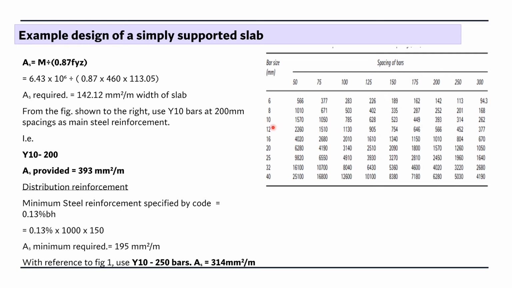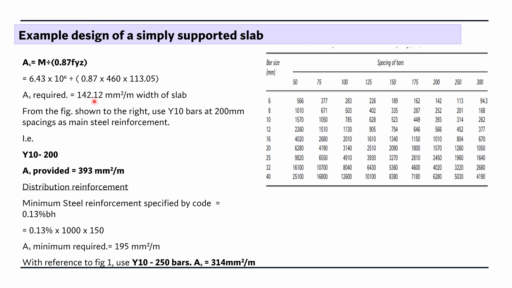So let's take Y10 at 200 centers, which is 393 millimeters squared per meter. So Y10 at 200, As provided will now be 393 millimeters squared per meter. As provided is 393 millimeters squared per meter, and As required is 142.12 millimeters squared per meter.